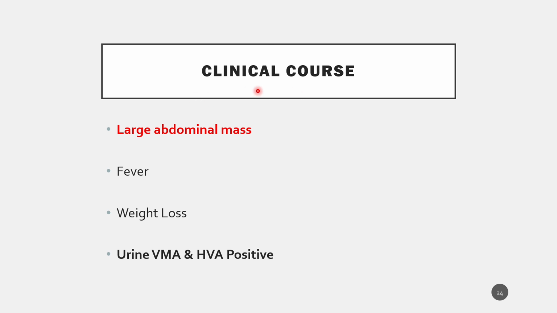All right. How does the patient present clinically? With this form of tumor, patients clinically present usually with an abdominal mass. So if children present with a large abdominal mass, then the first differential should be neuroblastoma because it is more common. And then the second one is Wilms tumor. Patient could have fever and weight loss because of malignancy. Urine vanillylmandelic acid and HVA are positive because they are the catecholamine products. So they can be excreted in urine.